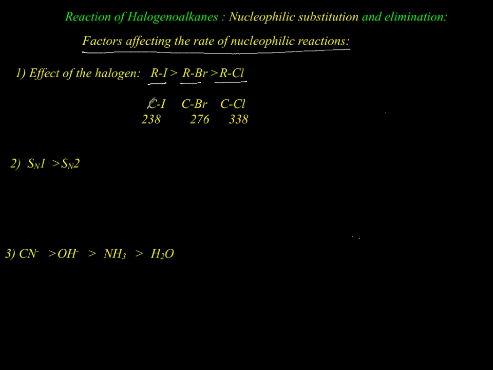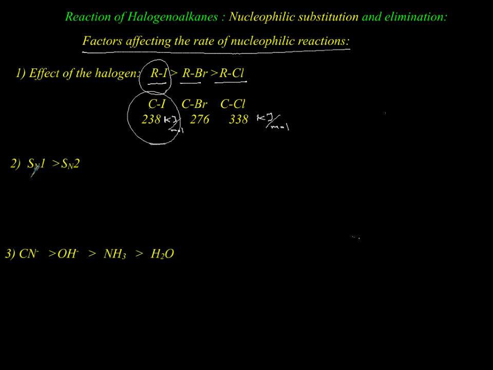If you look at the bond enthalpy of carbon-iodide, it is 238 kilojoules per mole. So it's the weakest in comparison. If you look at the carbon-chloride bond, it's 238 kilojoules per mole. Easier to break, therefore faster to react.